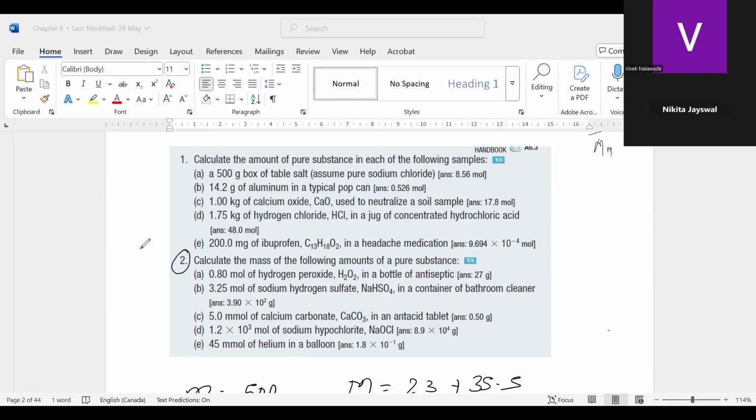Now can you do the second one? Calculate the mass. Now we need mass for the following amounts. The amounts are given, moles are given, right? So the formula is m is n into capital M, where capital M is the molar mass. We have been given the moles, so n is 0.8. And the molar mass, can you calculate it for hydrogen peroxide? So you solve A, C, and E.